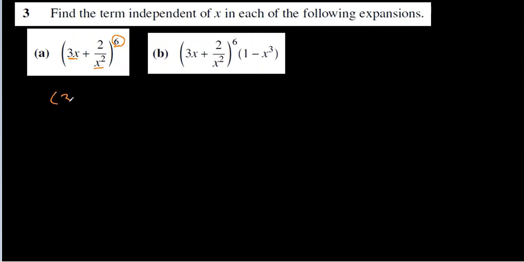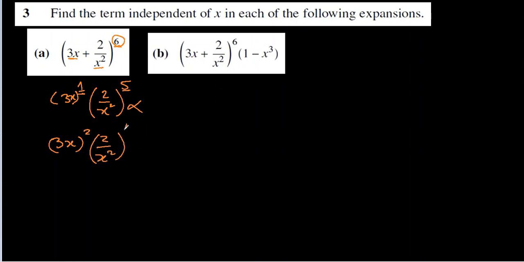So if I give 3x to the power 1 here, that means we have to give 2 over x squared the exponent 5 because the sum must be 6. Okay, so is it cancelling? This is x to the power 1, this is x to the power 10. No. Let's see the second one. If we give a square to 3x, what do we give to 2 over x squared? We give 4. Yeah, 2 plus 4 is 6. So this becomes x to the power 2, this becomes x to the power 8. Are they cancelling? No. Similarly, we can try more.